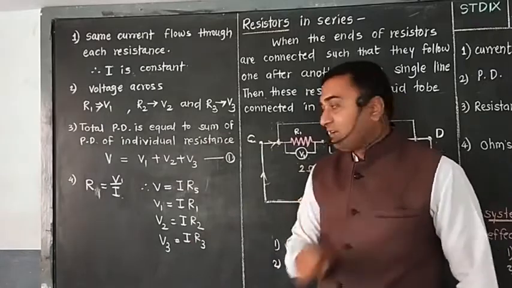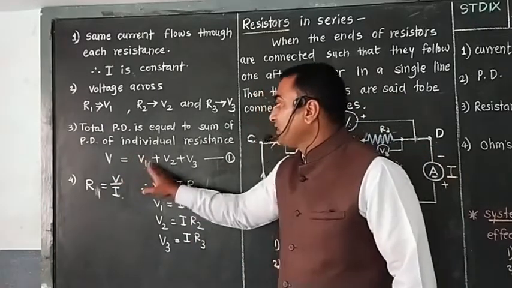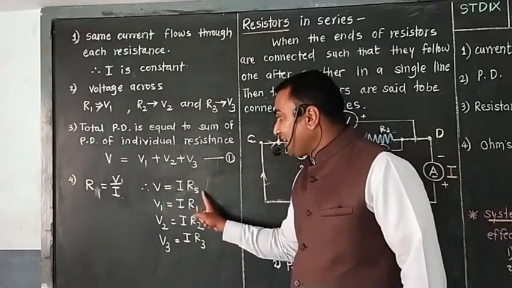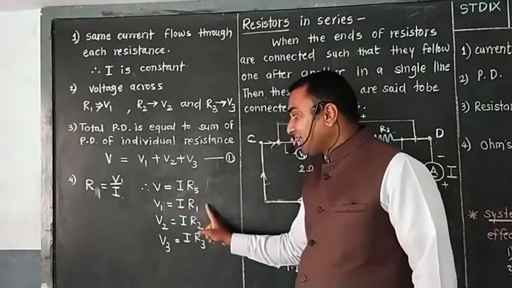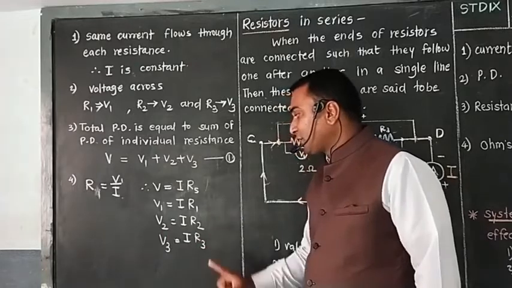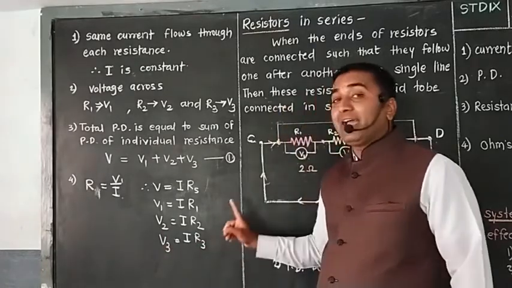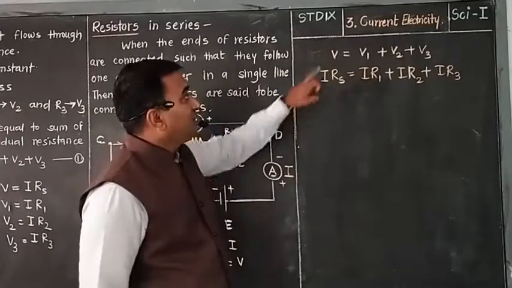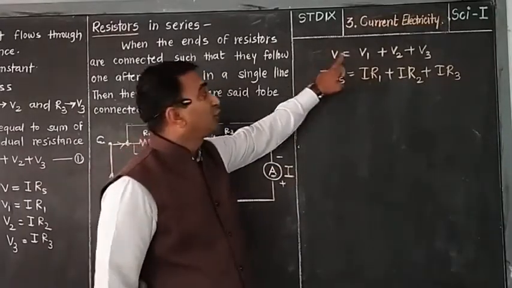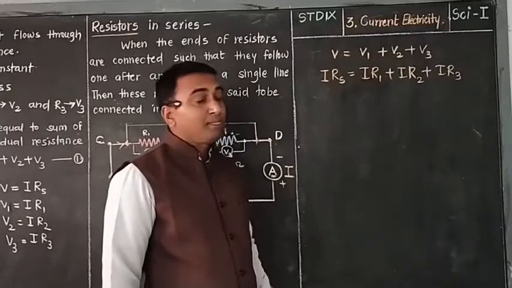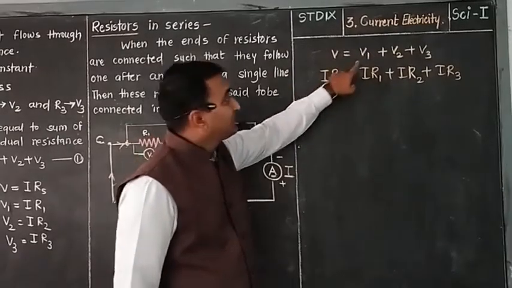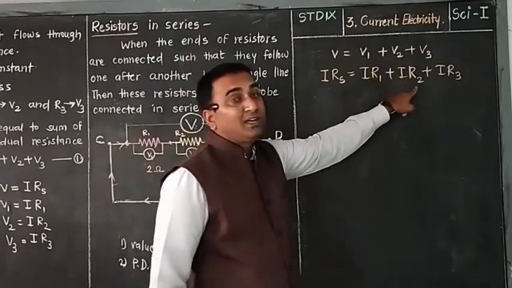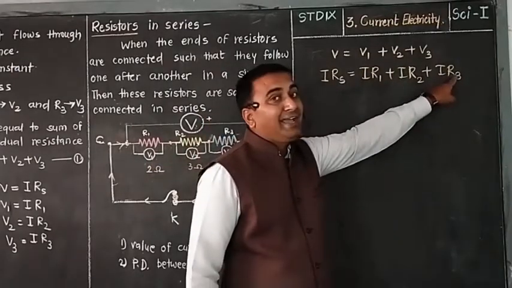So how many values are we having? V is equal to V1 plus V2 plus V3, but V is equal to IRS, V1 is equal to IR1, V2 is equal to IR2, and V3 is equal to IR3. Let's see what changes are going to happen. First of all, we have discussed V is equal to V1 plus V2 plus V3, but V is equal to IRS, V1 is equal to IR1, V2 is equal to IR2, and lastly V3 is equal to IR3.